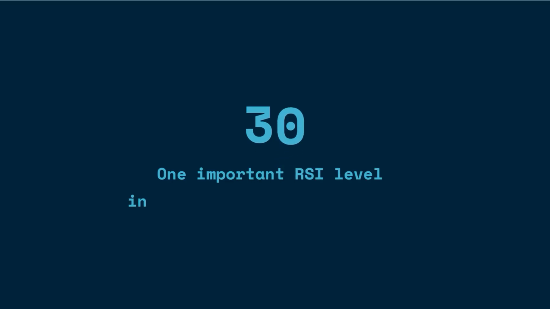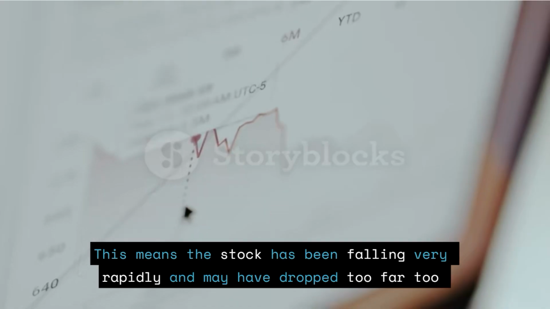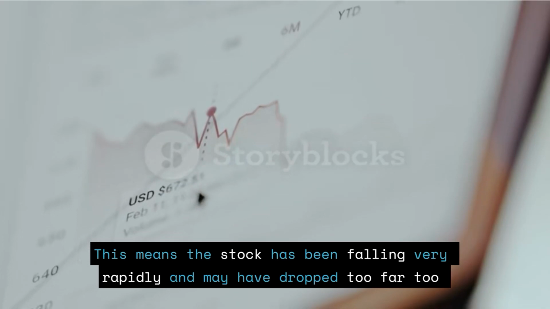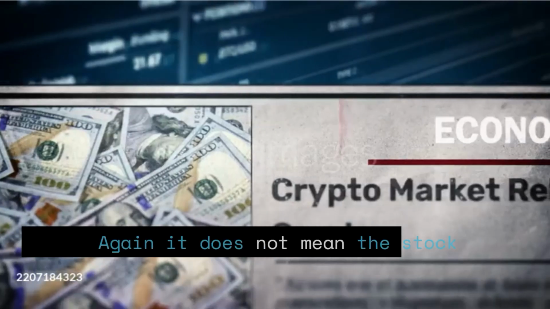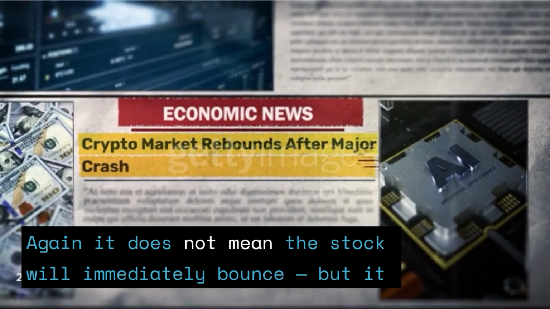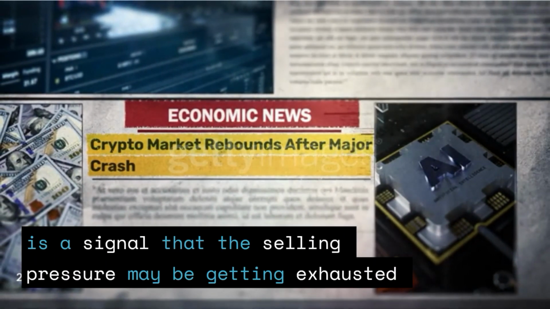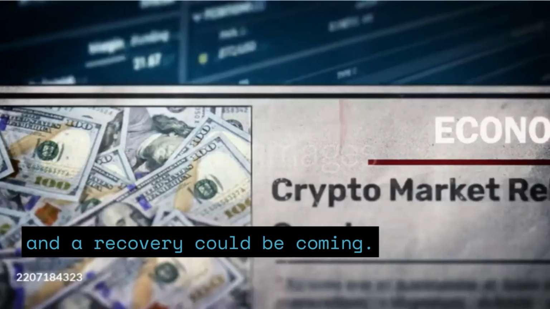When the RSI falls below 30, the stock is considered oversold. This means the stock has been falling very rapidly and may have dropped too far too fast. Again, it does not mean the stock will immediately bounce, but it is a signal that the selling pressure may be getting exhausted and a recovery could be coming.